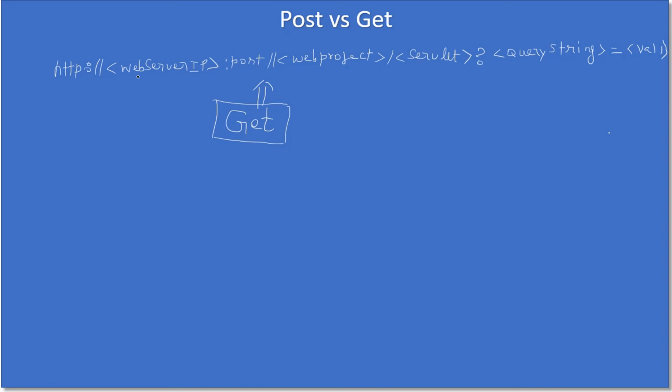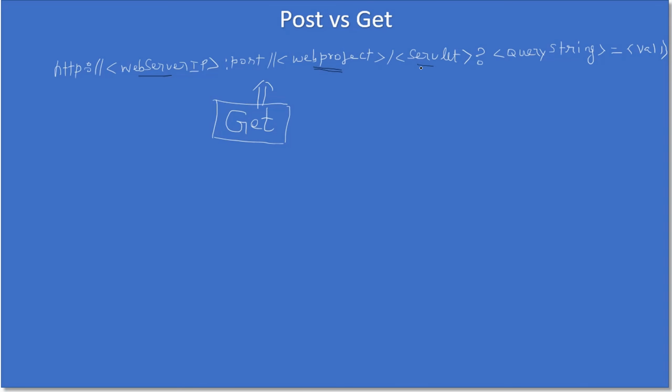Then comes the web server. Here we usually use an IP address, and for our local machine we will use localhost. Usually the web address will be the domain name, like abcd.com, yahoo.com, and that will come here. After that, there will be the web project URL location. Here in our example, the web project we created in the previous video is servlet examples. So that will come here.